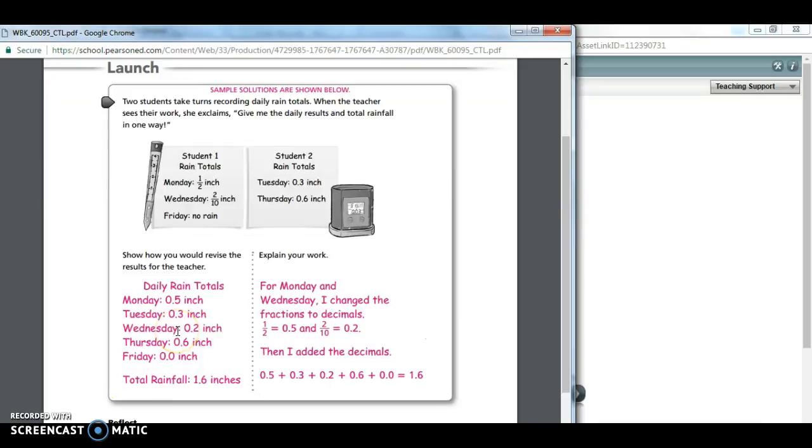What they did for the answer is they turned all of these fractions into decimals, and they found out the total amount of rainfall that happened throughout the week. So they added 1/2, 2/10, 3/10 inch from Tuesday and also 6/10 of an inch. The work that they showed is right here, and they got a total of 1.6 or 1 6/10 inches.